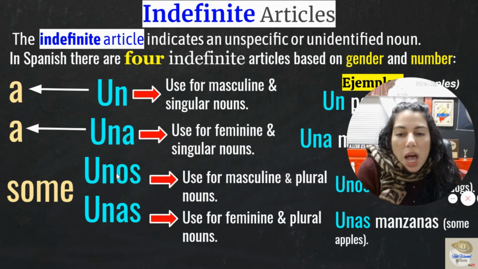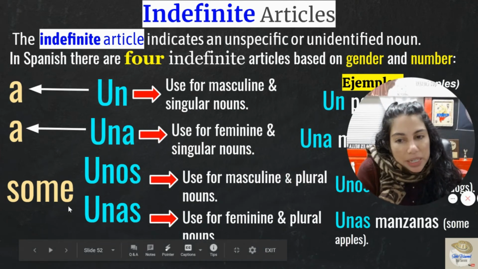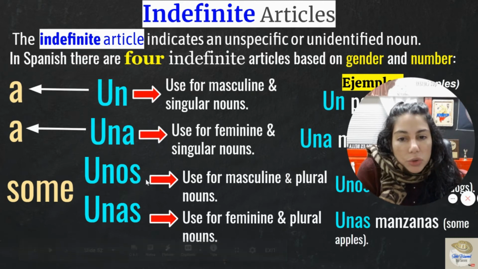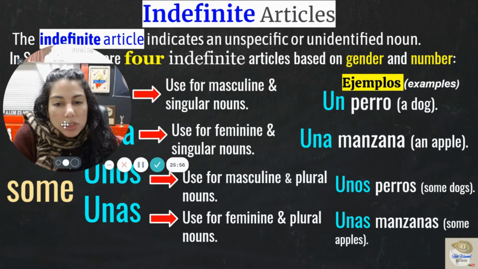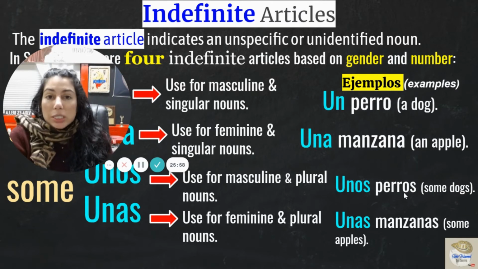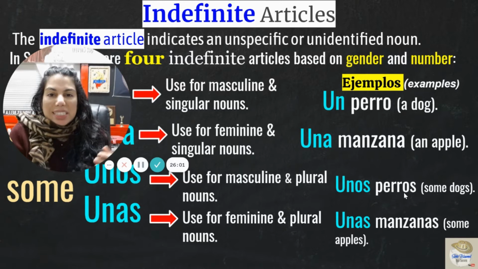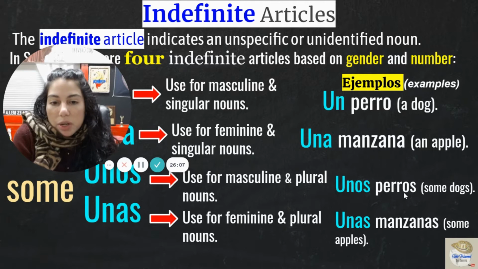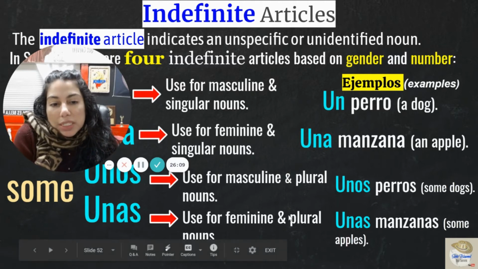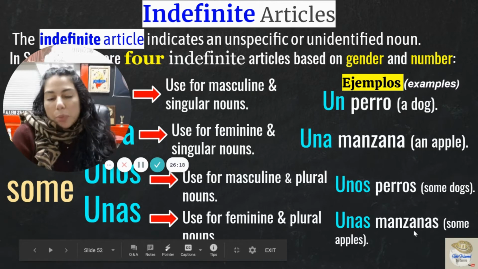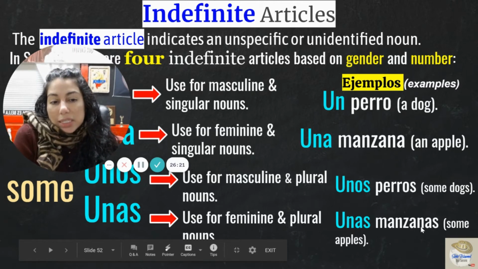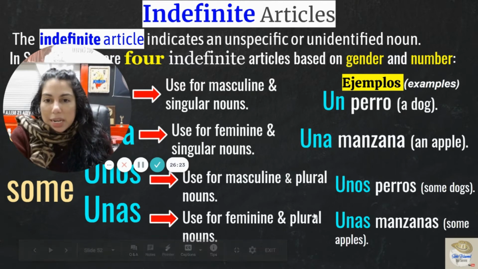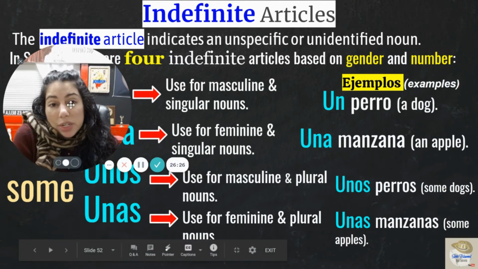Use unos, which means some, and unas also means some. So use unos for masculine and plural nouns. So like if I say unos perros, some dogs, right? Unos perros, that's indefinite. Like I don't know the exact number, it's just unos perros, some dogs. And then again, you would do the same, but you would say unas if the noun is feminine. So unas manzanas, some apples. Unas because manzanas ends in a and is las manzanas. So that's basically what indefinite articles are.